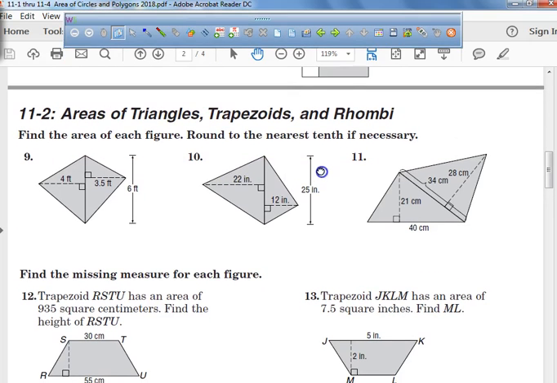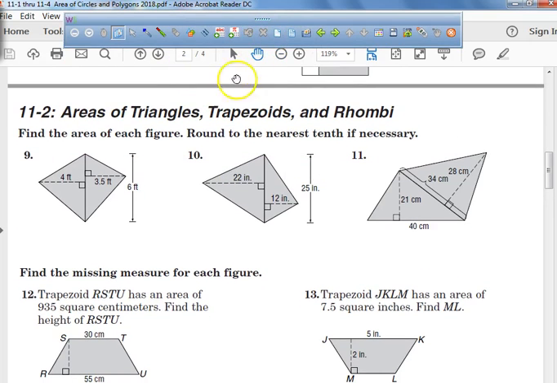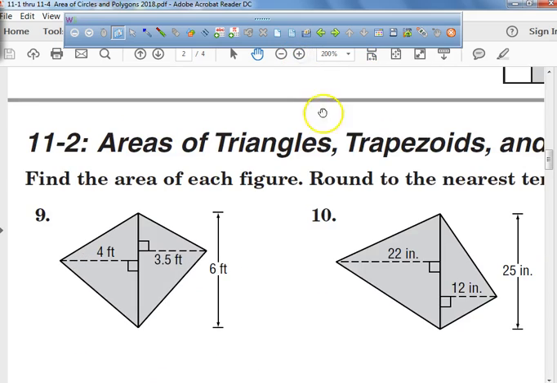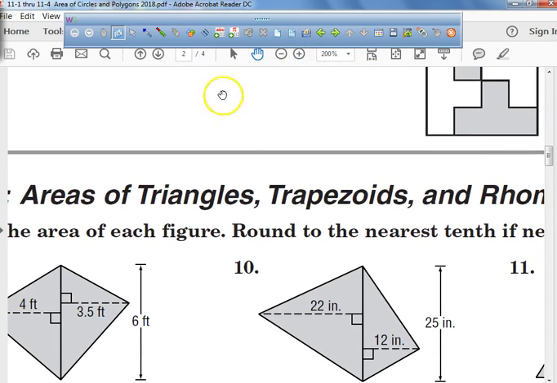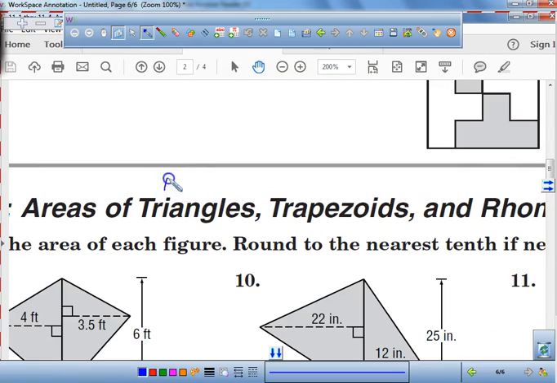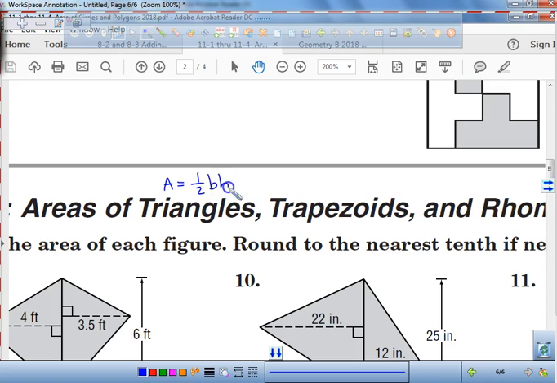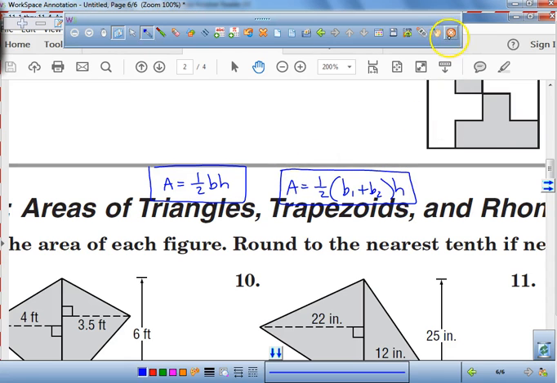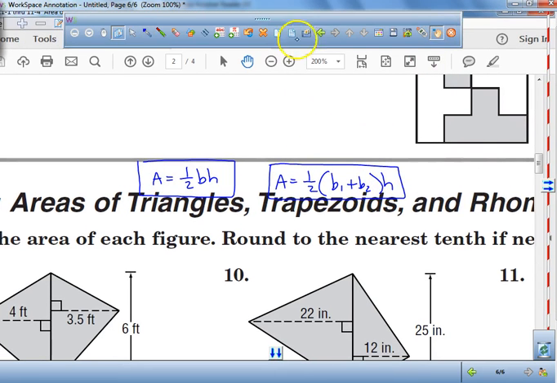Alright, today we are continuing with the area of triangles, trapezoids, and rhombi. What you're going to need to do, if you want to, is put the formulas for each one of them right on your paper. Area of a triangle, of course, is 1/2 the base times height. That's one of the formulas for the area of a triangle. Trapezoids, the area will always be 1/2 base 1 plus base 2 times the height. That's the most common formula for the area of a trapezoid.